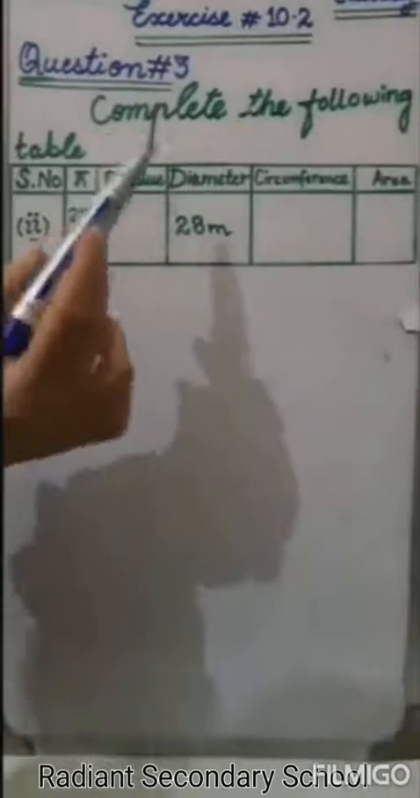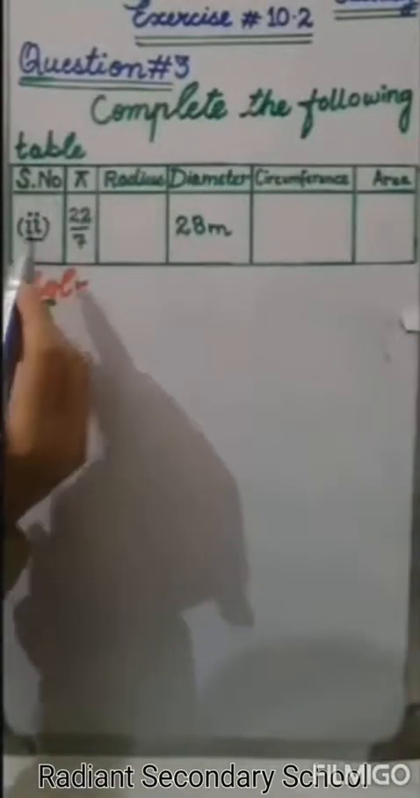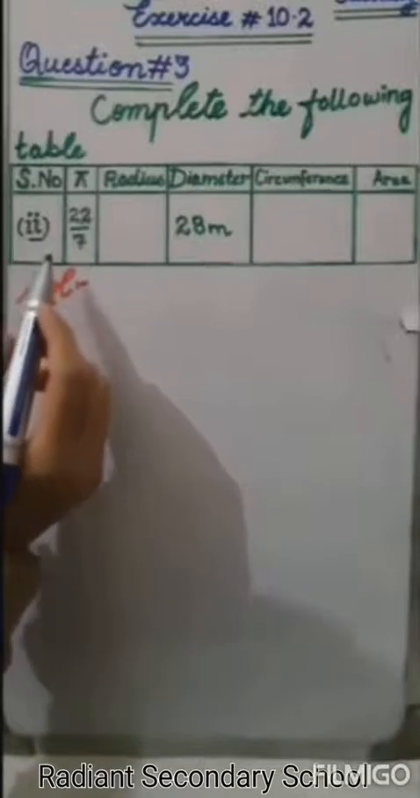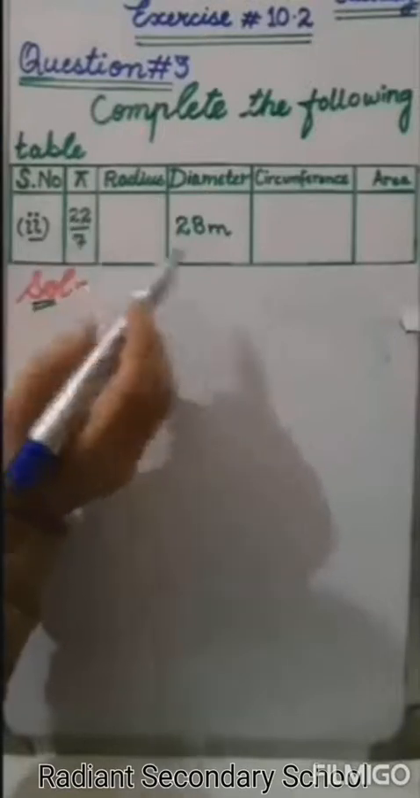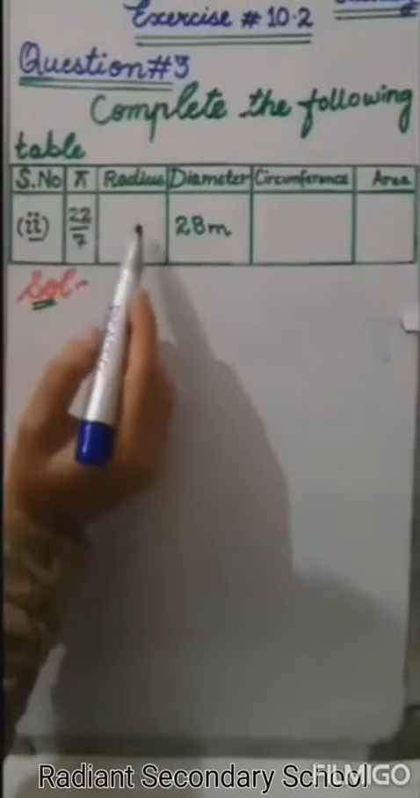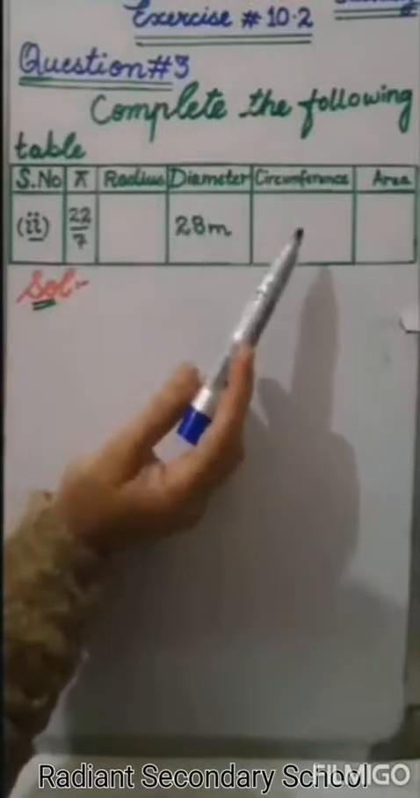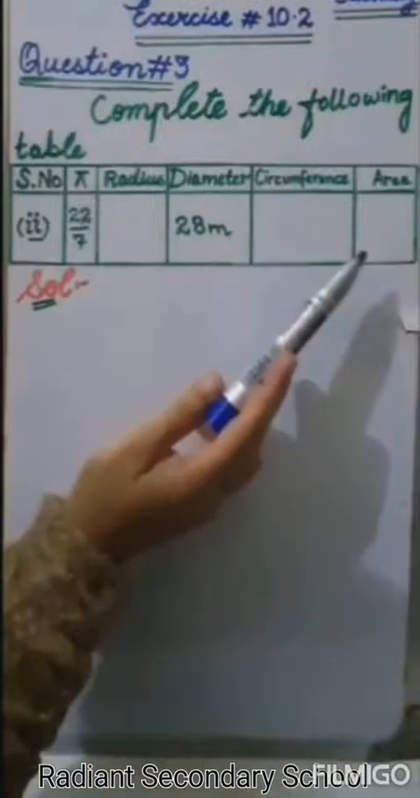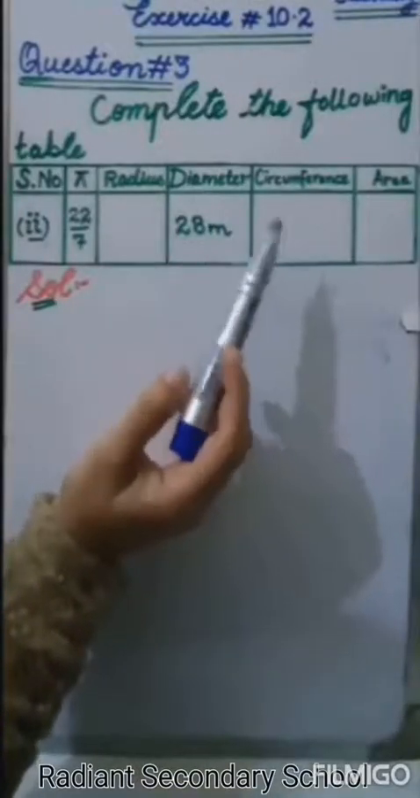Number 3. Complete the following table. We have to start from part number 2. Part number 1 you have to do yourself because it is so simple. Now in part number 2, in the table, pi is given 22 by 7. Radius is missing. Diameter is given 28 meter. Circumference is missing. Area is also missing.